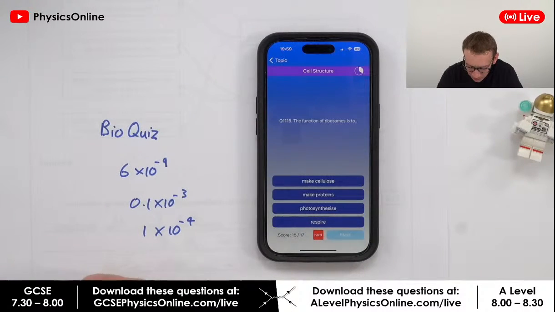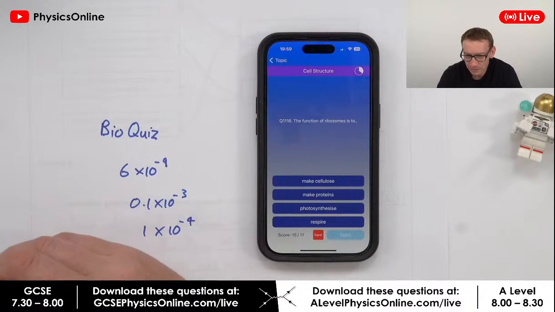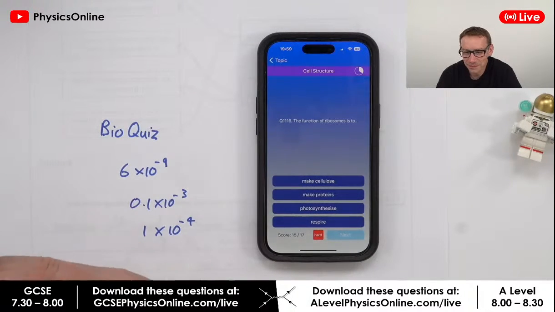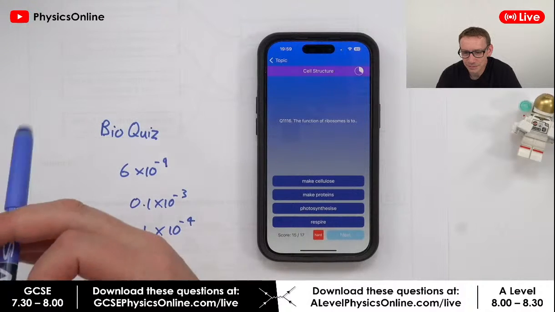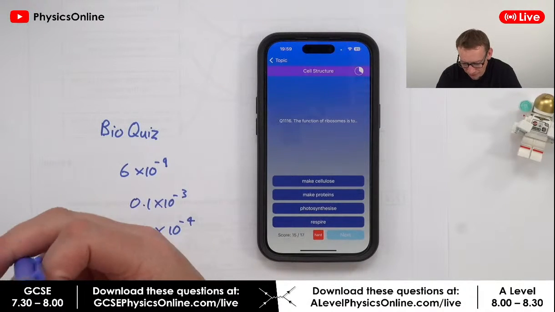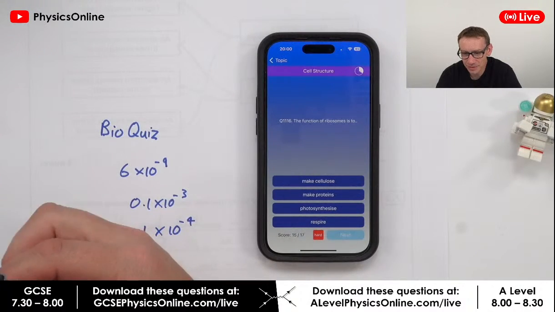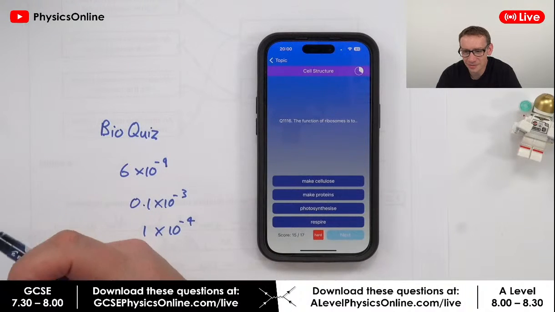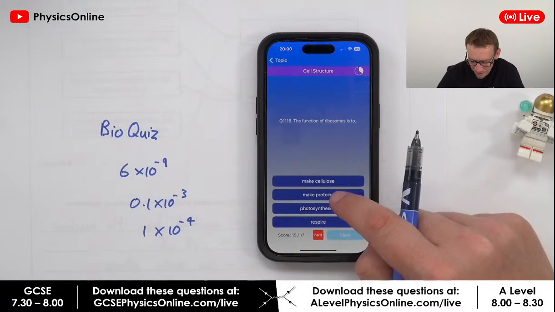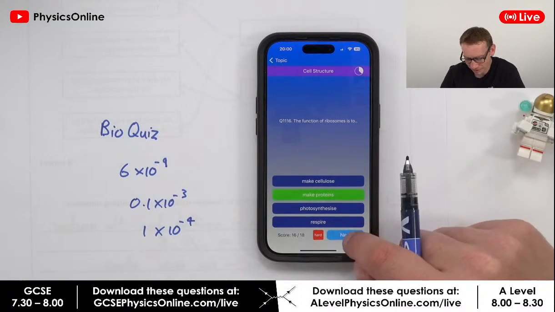The function of ribosomes is to do something. So ribosomes, what do they do? Okay. Right. Proteins. B. Make proteins. Protein synthesis. Okay, everybody here, Sufyan, yeah, make proteins is the correct answer.